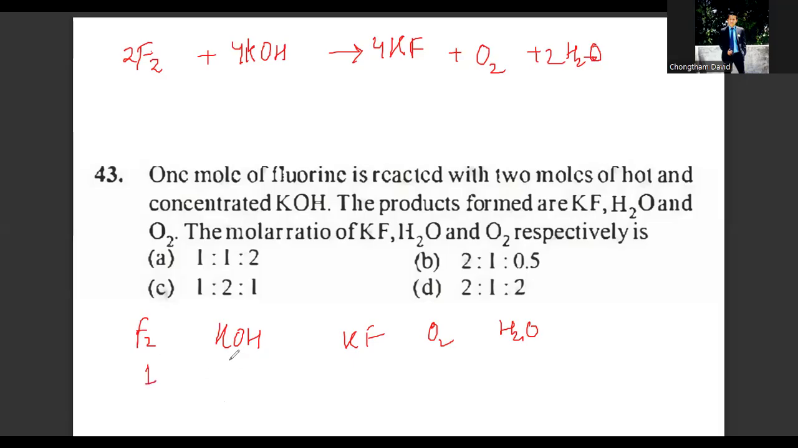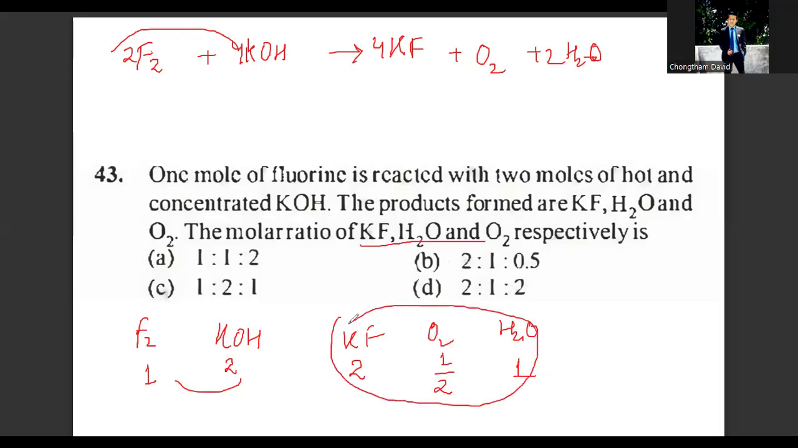So for 1 mole of fluorine, the molar ratio would be, for 1 mole I'm writing, okay? For 2 moles, you have how much? For 2 moles, you have 4. For 1 mole, you will be having 2. And in the same way, you can proceed on. This must be 2. Oxygen will be half. And water will be 1. So the question is asking KF, water, and oxygen, in that order. So 2, 1, 0.5. B would be the answer to question number 43. I hope it is understood.